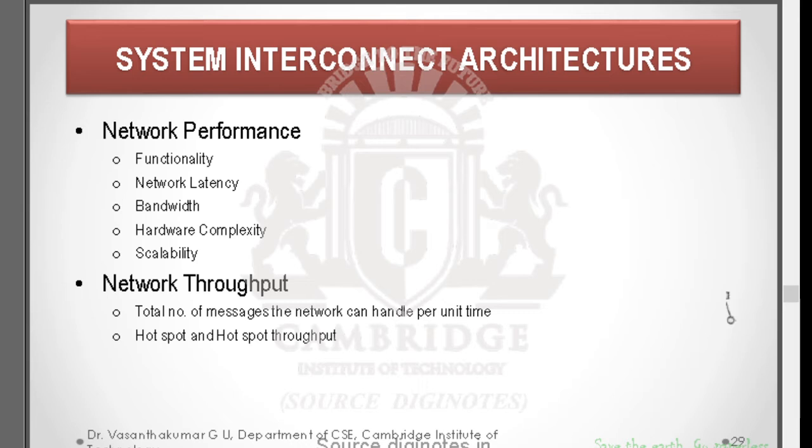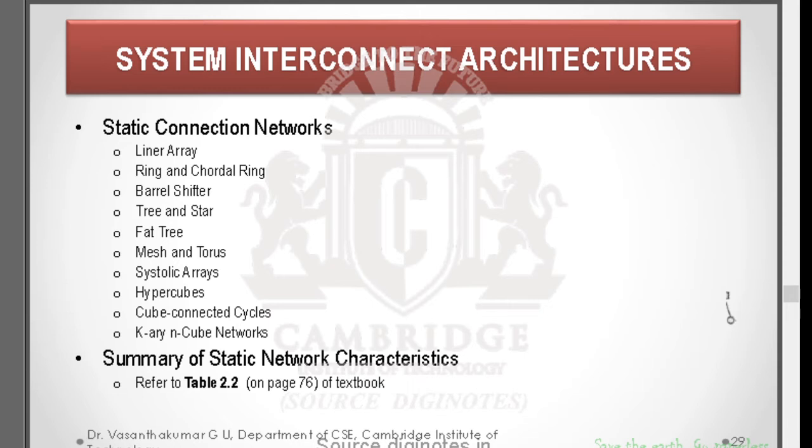Then system interconnect architecture has also got network performance. We have to find out the network performance by functionality, network latency, bandwidth, hardware complexity, scalability and network throughput. Network throughput has got 2 attributes: total number of messages the network can handle per unit time and hotspot throughput. So these things have to be calculated whenever we come across any problem.